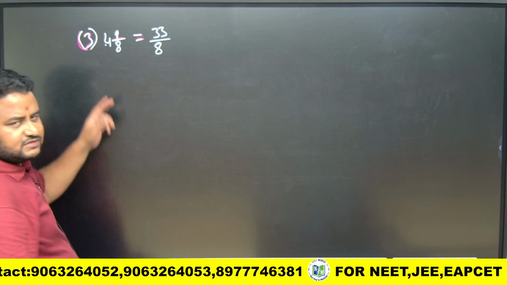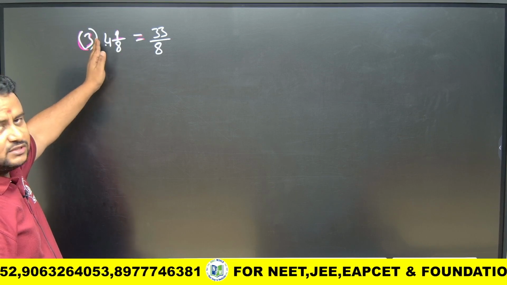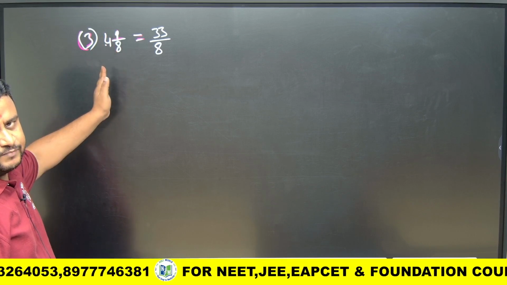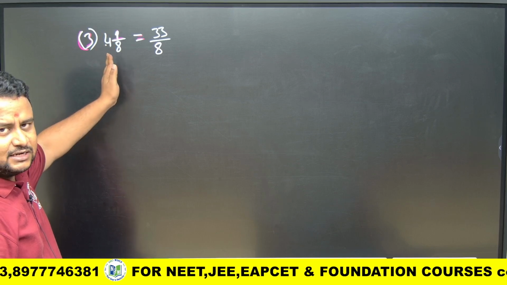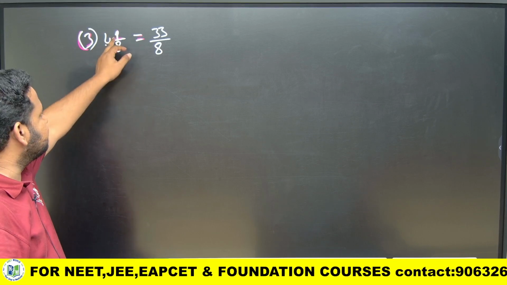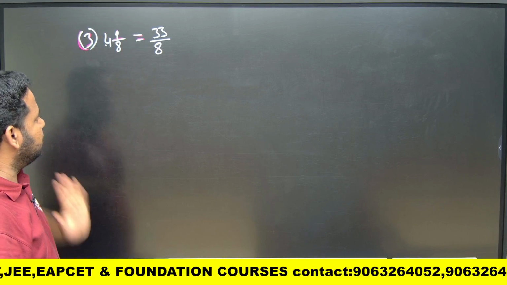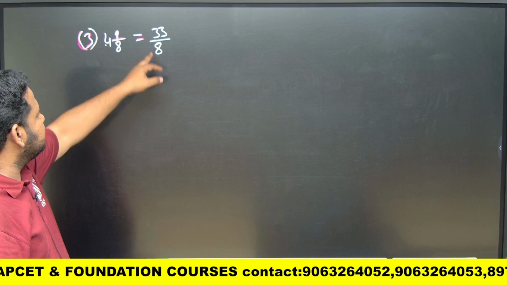Suppose if it was given 4 times 2 by 8, it would have become what? 8 4s are 32, 32 plus 2 is 34 by 8. If they are given 4 times 3 by 8, then it would have become 8 4s are 32, 32 plus 3, 35 by 8. But here it is 1, so 8 4s are 32, 32 plus 1, 33 by 8. This is what we have.